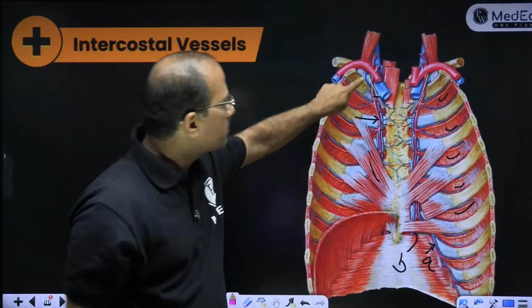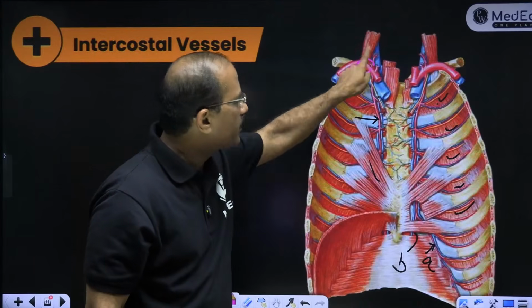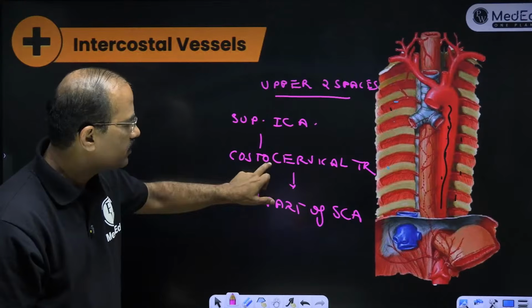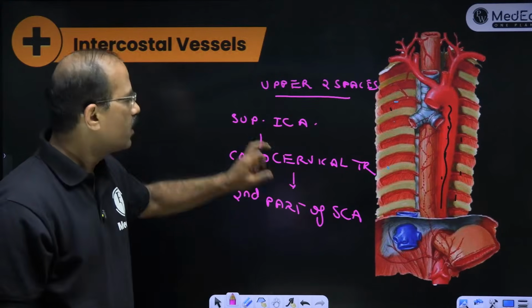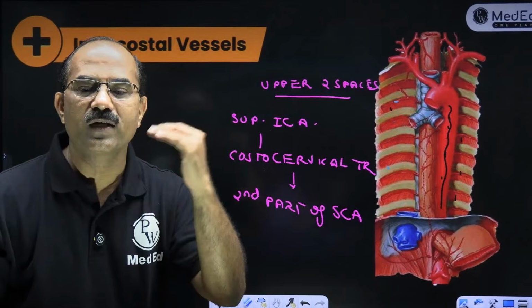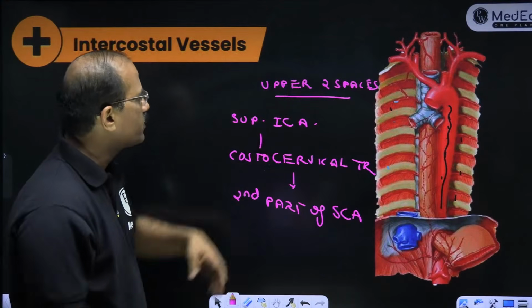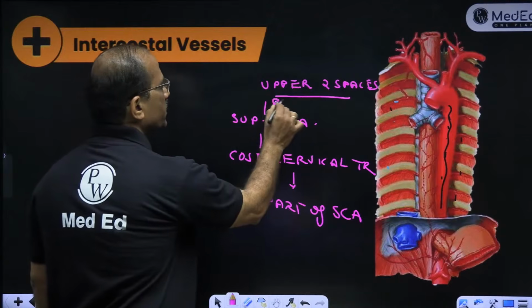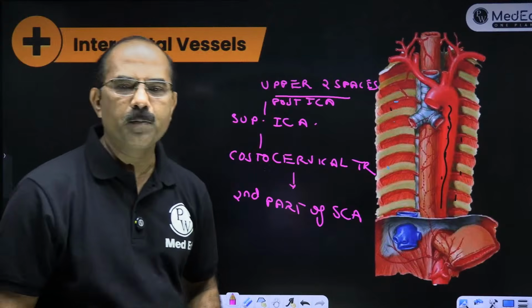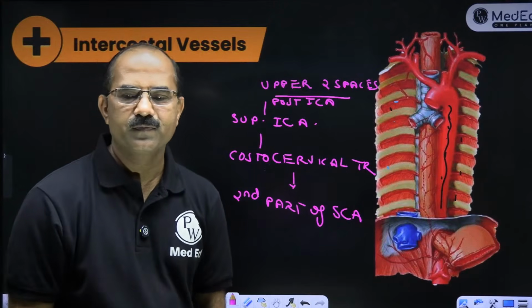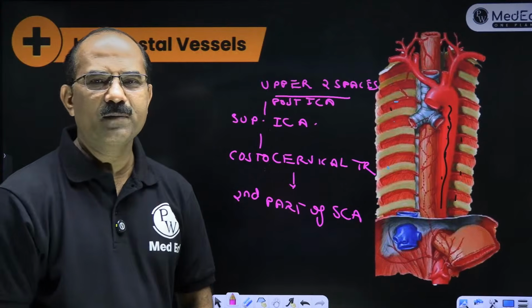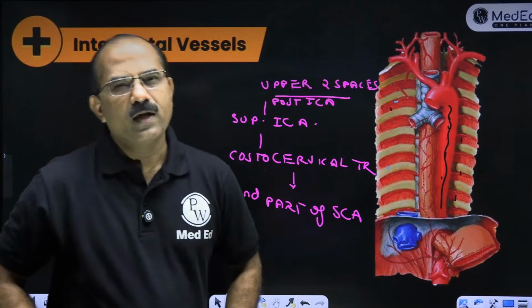अब from the second part of subclavian artery, एक branch होती है, that is costocervical trunk. Costocervical trunk का एक branch है superior intercostal artery, and superior intercostal artery gives posterior intercostal artery in the upper two spaces. Fine? ठीक है बच्चों?